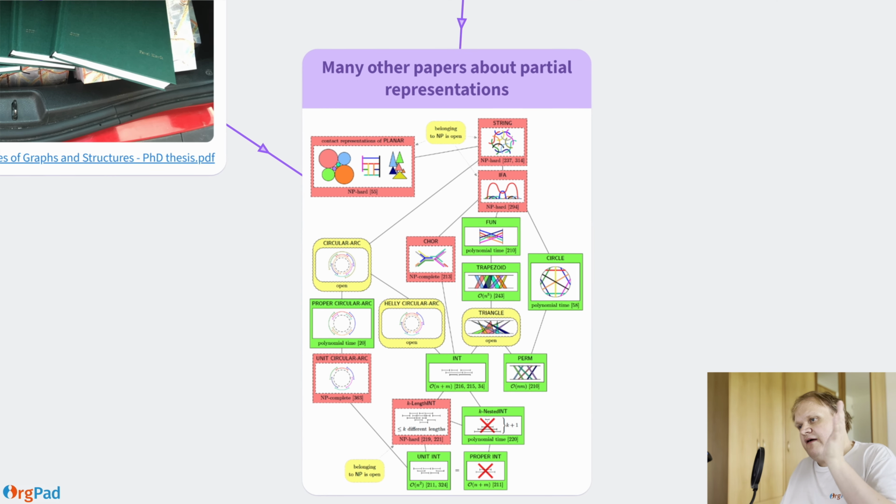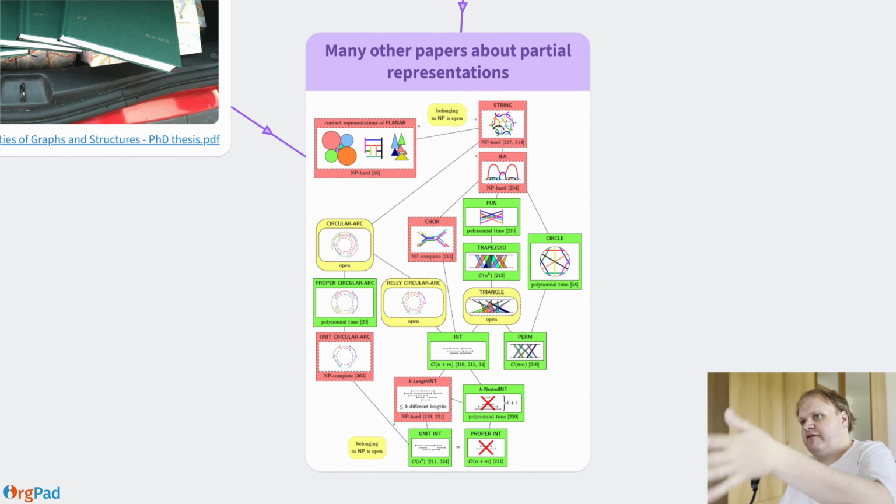And there were a lot of other results following this study, this question from my bachelor thesis. So I was working with a lot of researchers around the world, people from Germany, Poland, Japan, Canada, all around the world, and we were able to together solve the problem for a lot of different geometric representations and a lot of different problems. So it was a really great experience for me.